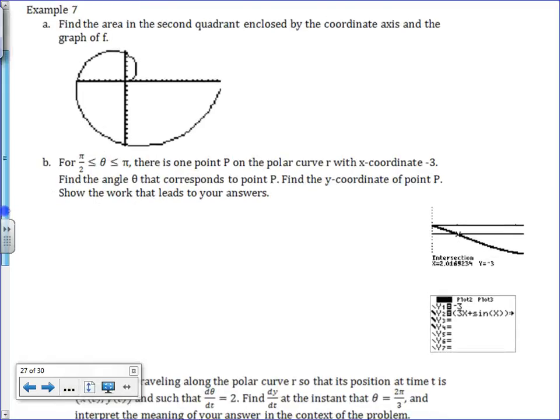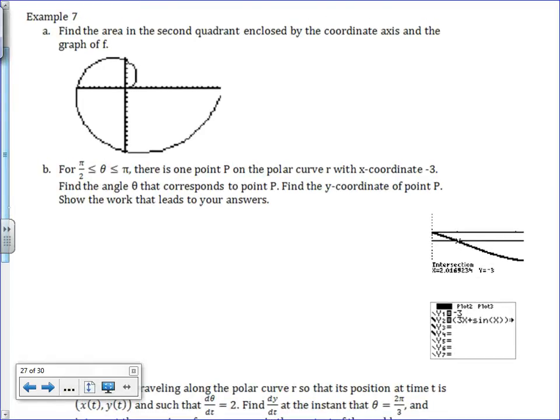Find the area in the second quadrant enclosed by the coordinate axis and the graph of f. What am I supposed to do, kiddos? Area in the second quadrant. So just from pi over 2 to pi. That's not second quadrant. How do you know? Well, it's enclosed by the second quadrant. Which one's second quadrant? I forget. They want that area, right? So isn't that pi over 2 to pi? Yeah. And I said 0 to pi over 2. That was my bad.